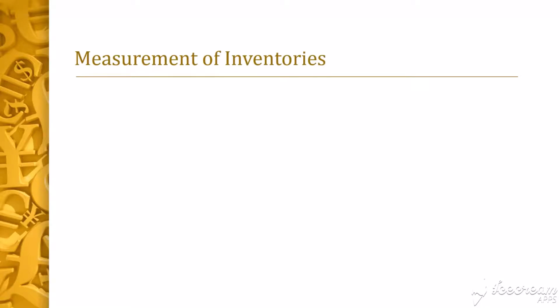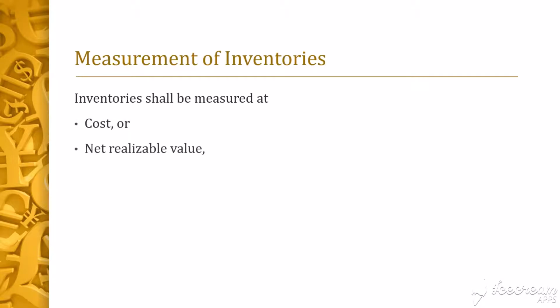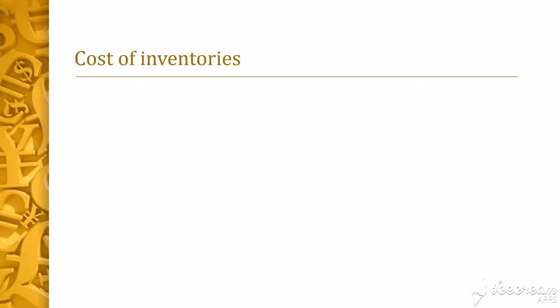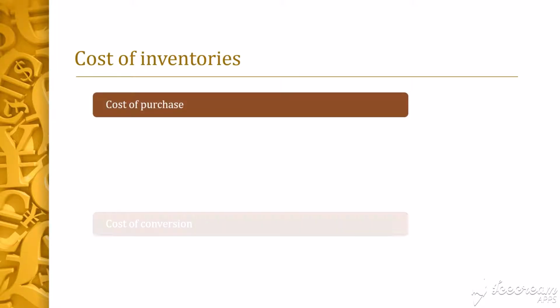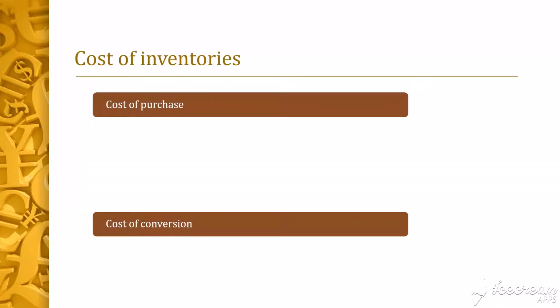FRS 2, paragraph 9 requires the entity to measure its inventories at either cost or net realizable value, whichever is lower. I will go through how cost and net realizable value is determined. The cost of inventories shall comprise all costs of purchase, cost of conversion, and other costs incurred in bringing the inventories to their present location and condition.